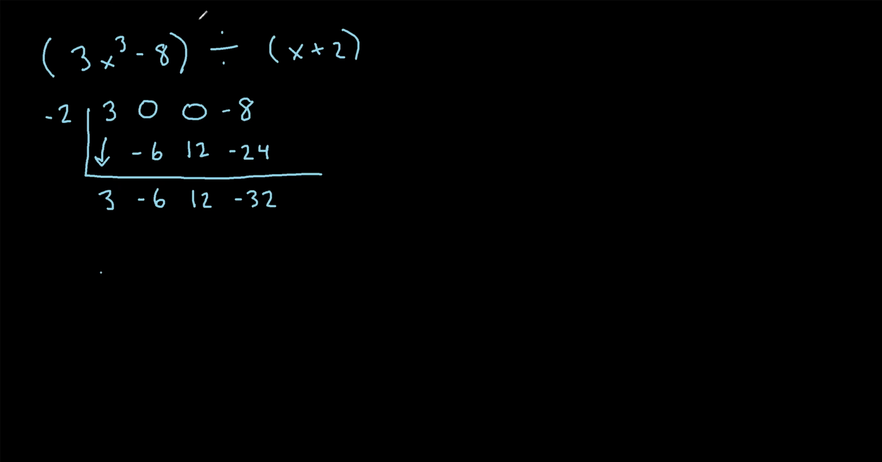Okay, so our final answer will be 3x. And remember, this first term will have an exponent that is 1 less than the original exponent. So instead of a 3, we're going to write a 2. 3x squared minus 6x plus 12. And once again, we have a remainder. Since this last value down here is not equal to 0, that means it's a remainder. So we have to write this remainder over the thing that we tried to divide by. So we tried to divide by x plus 2. So we'll write negative 32 over x plus 2. And that is our final answer.